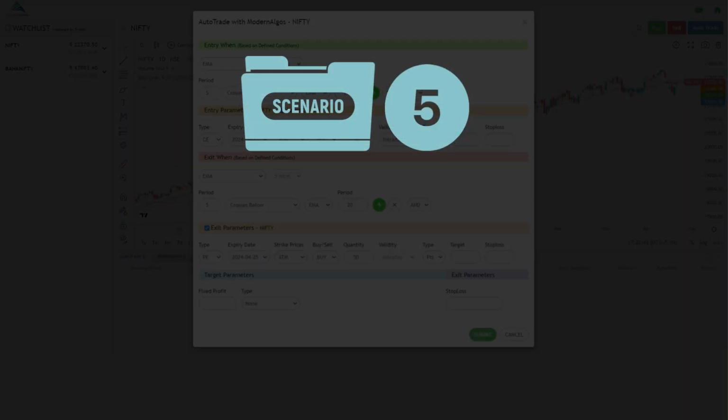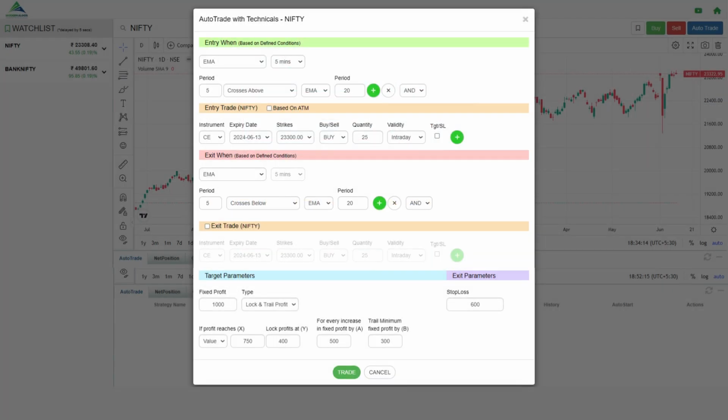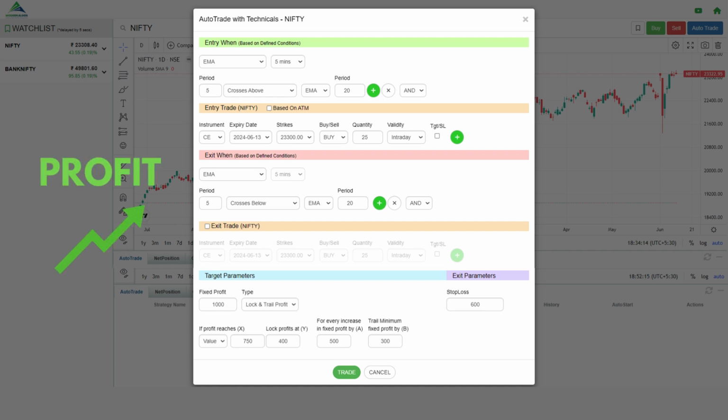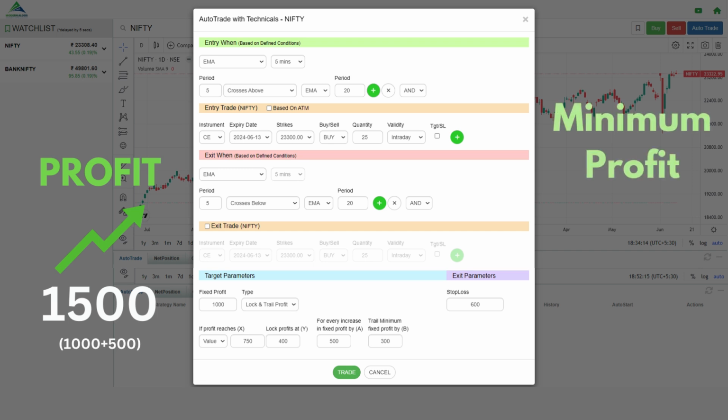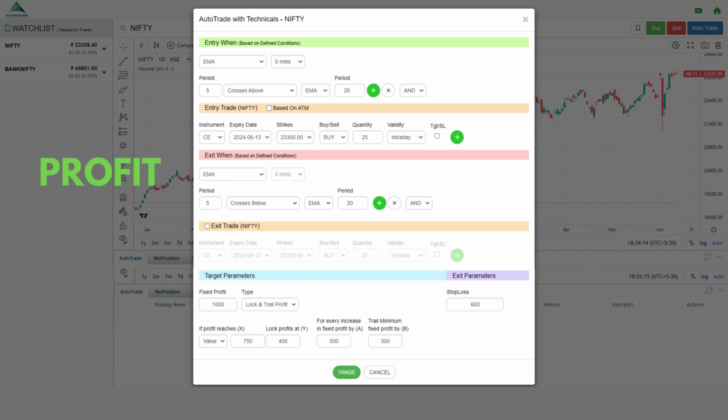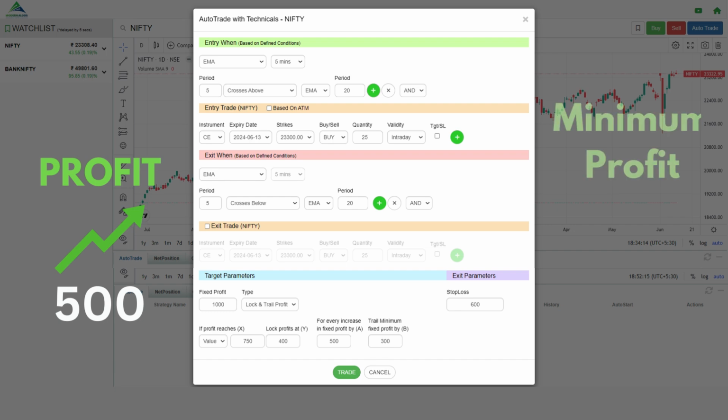Scenario 5. Defined lock and trail profit. This scenario combines both locking and trailing profits. Say you set a fixed profit of 1000 rupees with X as 750, Y as 400, A as 500, B as 300 and a stop loss of 600. When the profit reaches 750 rupees, it locks the minimum profit at 400 rupees. Subsequently, when the profit reaches 1500 rupees, that is 1000 plus 500, the minimum profit will move to 1200 rupees, that is 1500 minus 300. For every incremental 500 rupees over the fixed profit, the minimum profit will increase by 300 rupees.